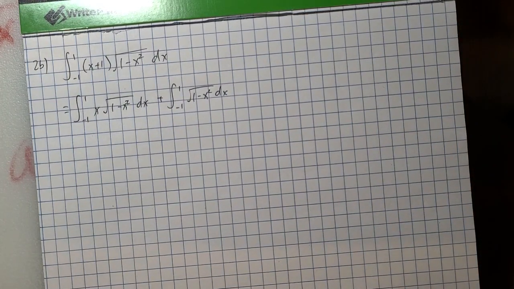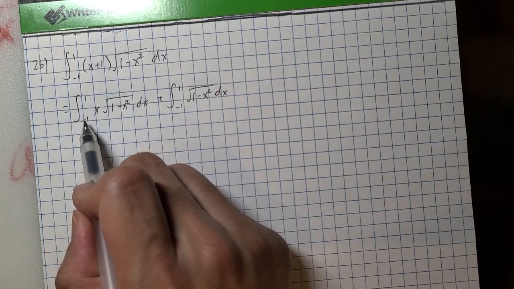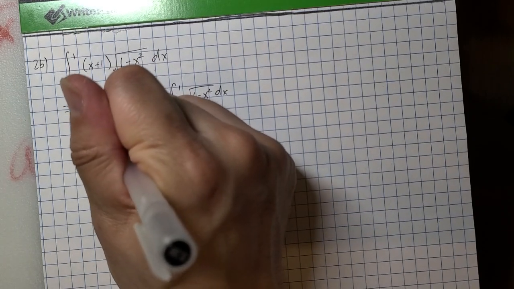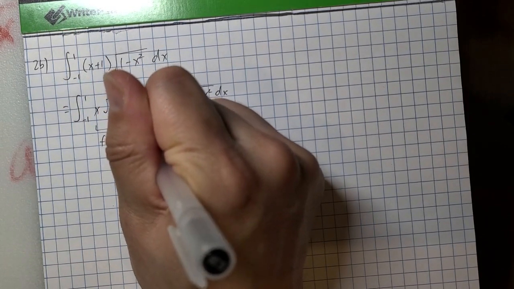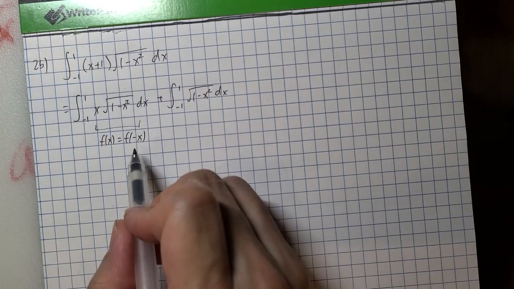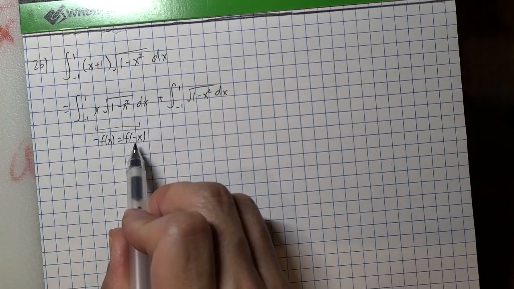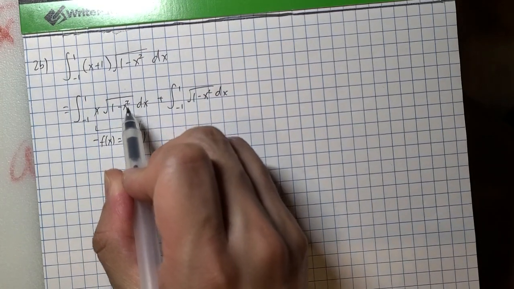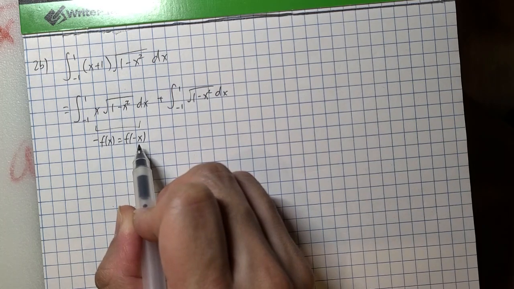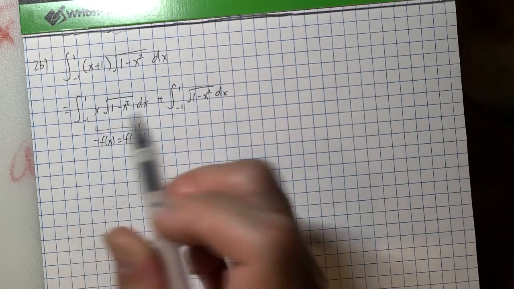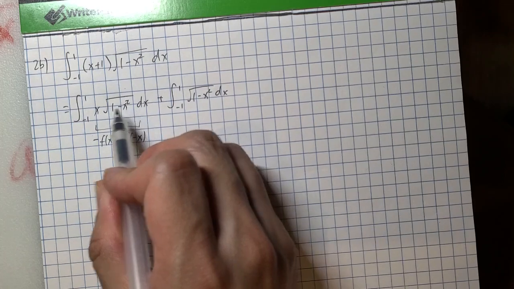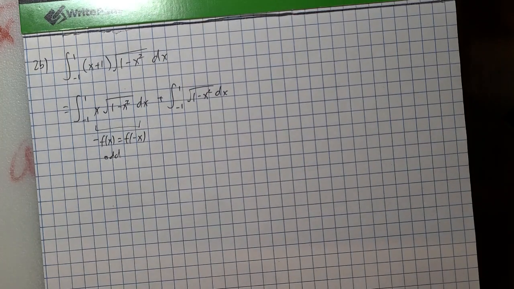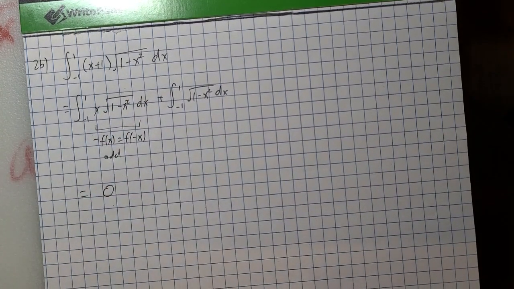Okay? So this one, we see that if this is f of x, we see that when we plug in minus x, we get minus f of x. So if this x square root of 1 minus x squared, we plug in f of minus x, we get minus f of x, which means it's an odd function, because when we plug in minus x, this would be the same, but then this x would become minus x. This is an odd function, so this guy would be 0.